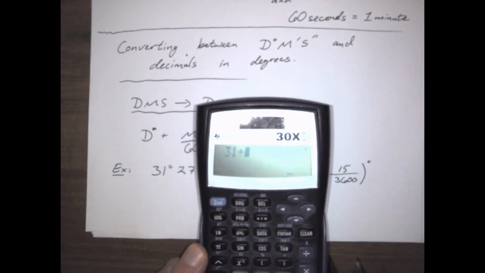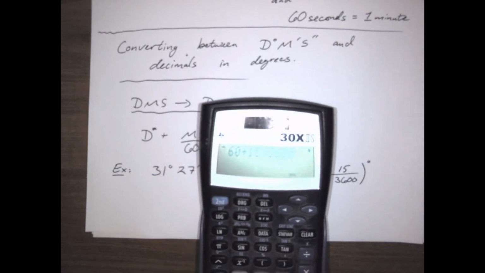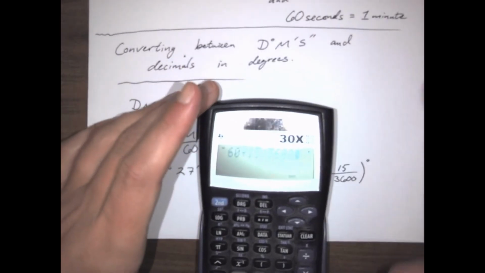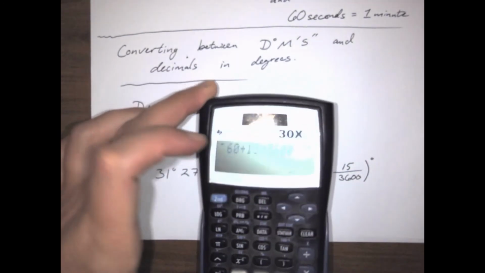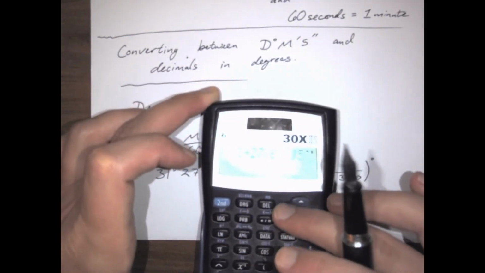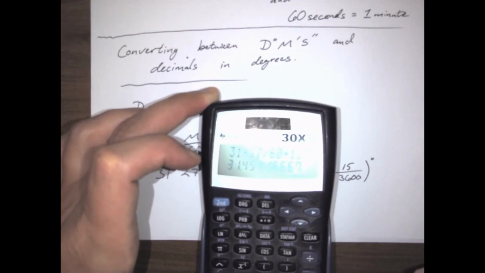So 31 plus 27 over 60 plus 15 over 3600, and you may think, oh, do I have to do any kind of reducing the fractions along the way? No, remember our whole goal here is to turn it into decimals. So sooner or later, we're reaching for a calculator, and we'll just see what we get here. I just entered it precisely as I wrote it there. And what is that?